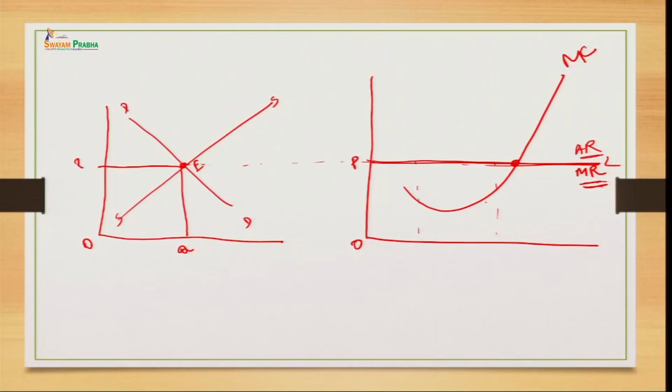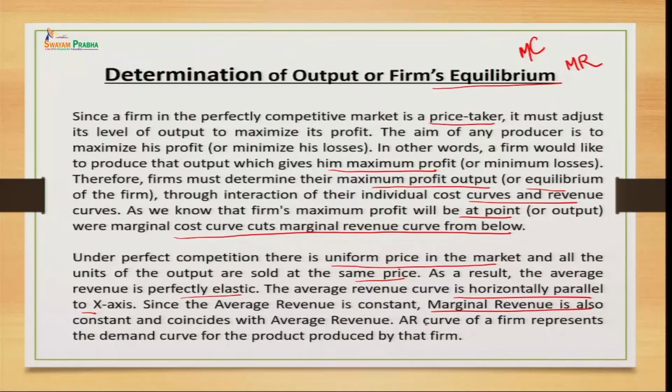The marginal cost of any commodity initially reduces as we add additional units of that commodity, and thereafter it starts increasing. So, the point where the marginal cost curve cuts the marginal revenue curve from below is known as the equilibrium point, and OQ is the output which can be produced and sold at OP price, so that the firm will be able to maximize its profit. The AR curve of the firm represents the demand curve of the product produced by the firm.